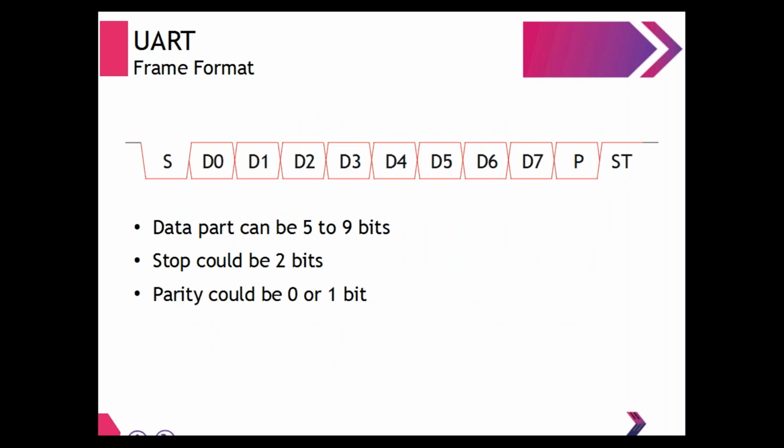Okay, how many bits can we transmit? We can transmit from 5 to 9 bits. The minimum count is 5, the maximum count is 9 bits. But when we are transmitting 9 bits, you can't use the parity bit. Instead of that, it is used to transmit the ninth bit. Okay, fine. Any other query? Anyone?